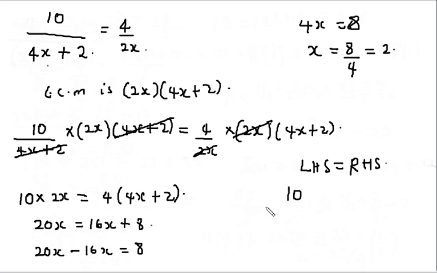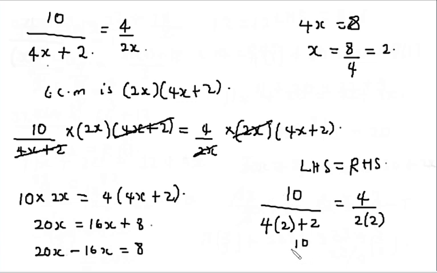We get that 10 divided by 4 open bracket 2 plus 2 is equal to 4 divided by 2 open bracket 2. Okay, so this 10 divided by 4 times 2 is 8, plus 2, so this is 10. And 4 divided by 2 times 2 is still 4. Okay, so 10 divided by 10 is 1, and 4 divided by 4 is 1, this implies that 1 is equal to 1. So that means the left hand side is equal to the right hand side of our equation. So that means our answer is correct.